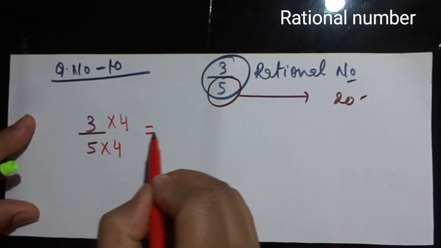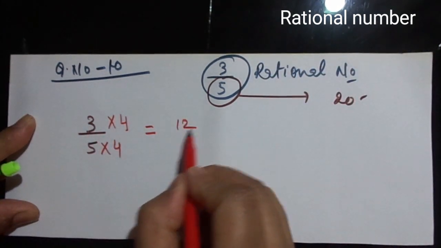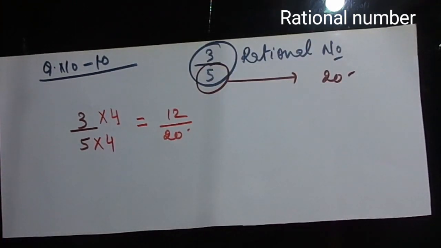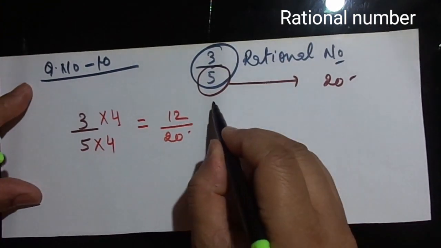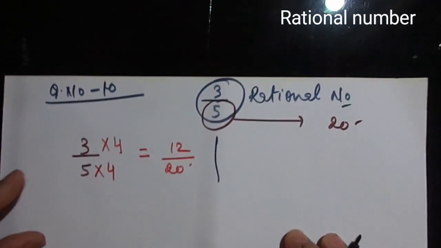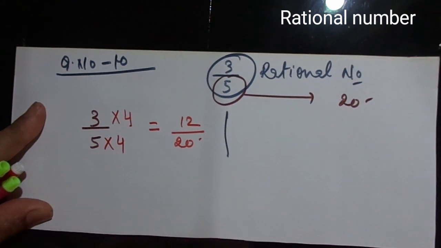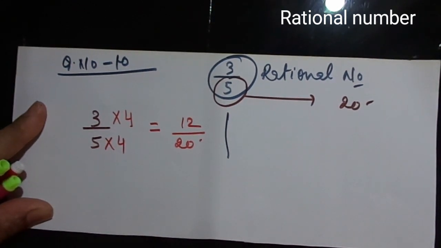So now let's multiply. 3 4s are 12, 5 4s are 20. Clear? We have enough space over here, and I'm going to use it. The paper that I'm using, they always scrap, so I have used scissors to cut them out. Okay, for you people, let me take one more number.